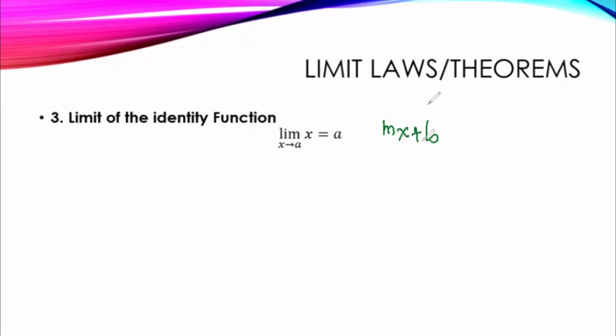But if you know how to find the limit of mx plus b, then it's easier for you to find the limit of x. Because this is just the mx plus b form, where m in this case is equal to 1 and b is equal to 0, right? So this is of the form mx plus b. So what's the answer? Simply substitute a to the variable x. So, as an example, the limit of x as x approaches 5 is equal to 5.